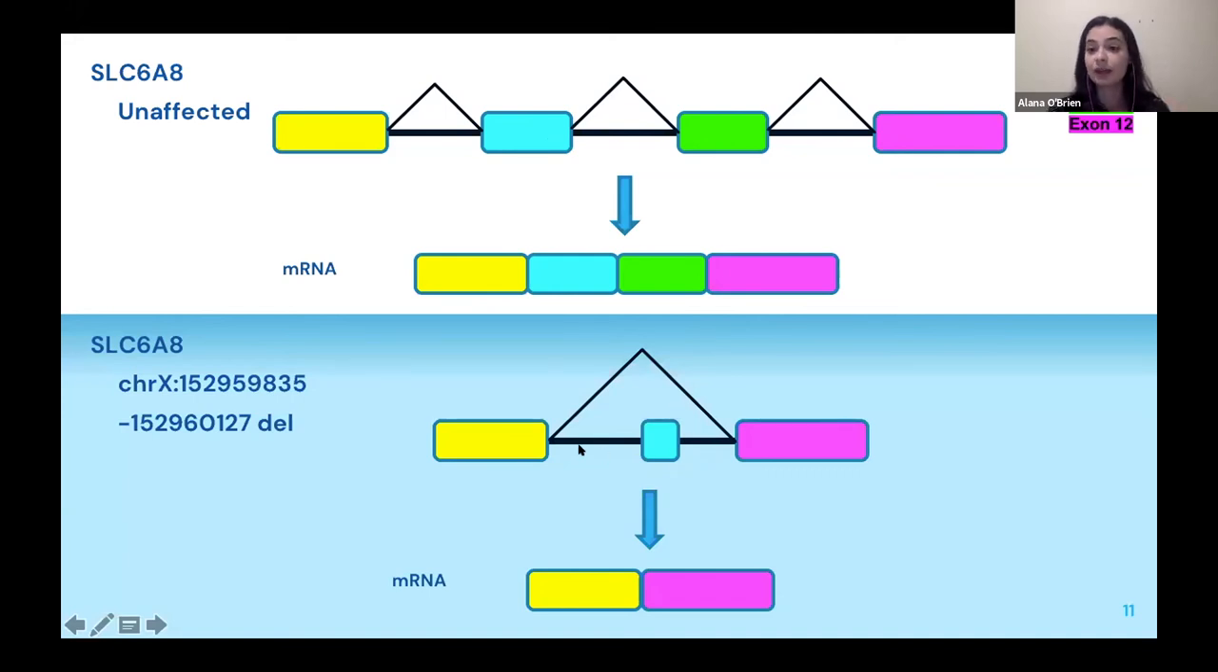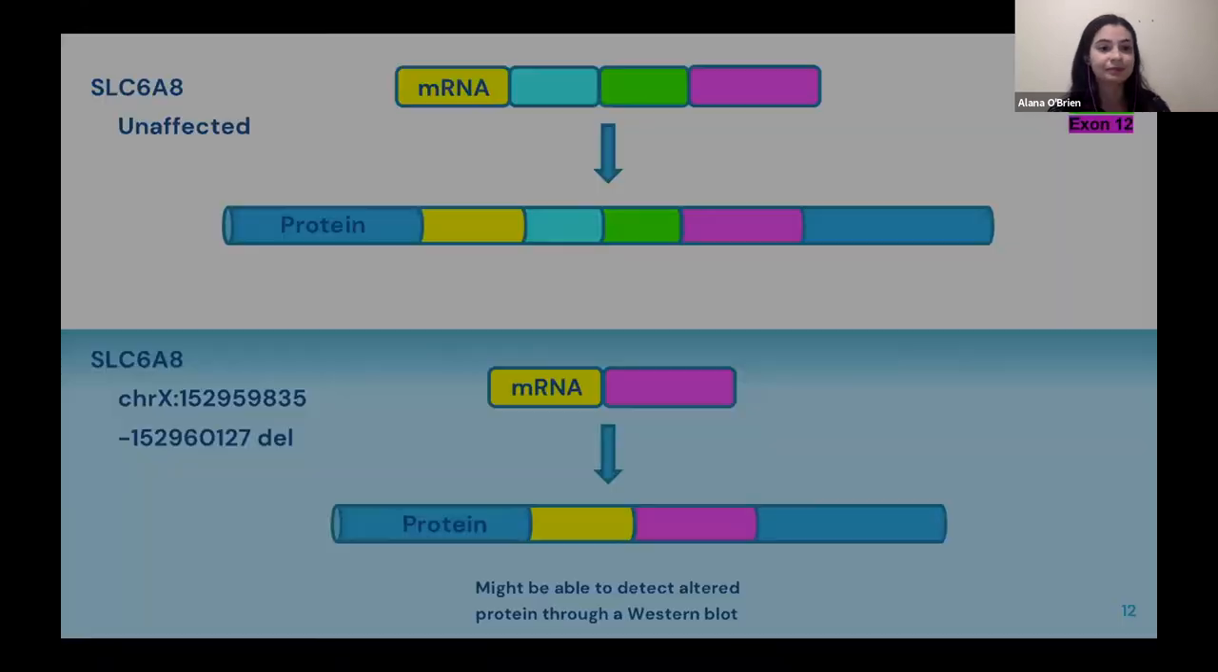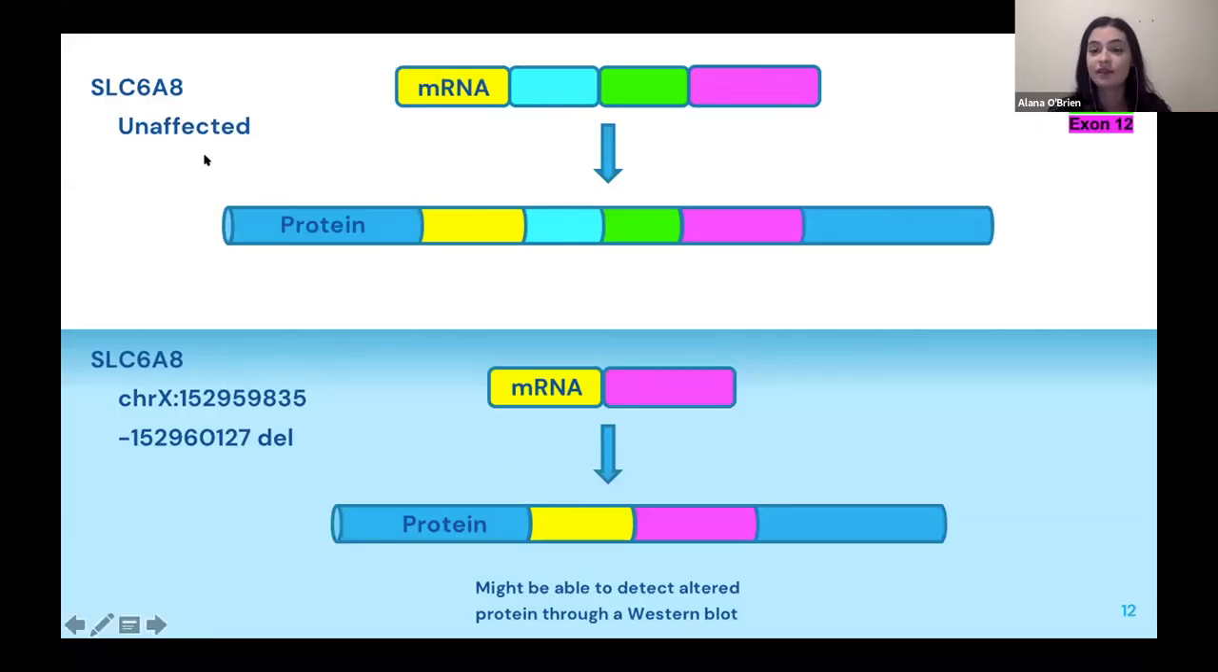And so the skipping or the exclusion of exons 10 and 11 from this final mRNA product actually doesn't cause a frame shift. So the transcript stays in frame, and this has implications for a potential protein being produced. In an unaffected individual, the mRNA of exons 9 through 12 will just be translated into the protein. But in an individual with this specific deletion, exon 9 is spliced to exon 12, and a protein could theoretically be translated from this that doesn't include the amino acids from the sequences of exon 10 and exon 11.